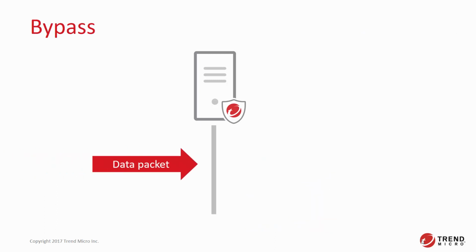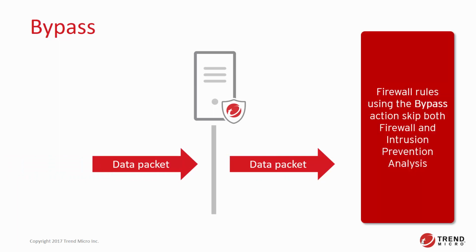The bypass action allows traffic to bypass both firewall and intrusion prevention analysis. Only the port, direction, and protocol can be set with this action. Bypass is designed for media-intensive protocols where filtering by the firewall or intrusion prevention modules is neither required nor desired.